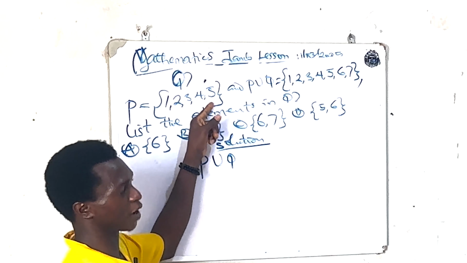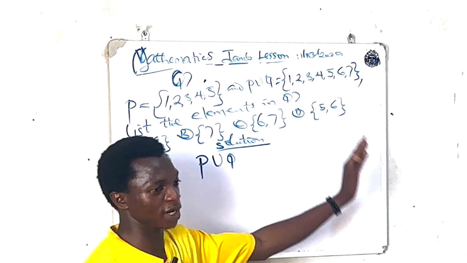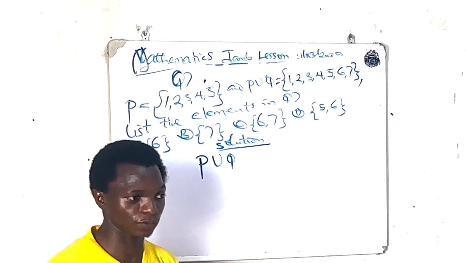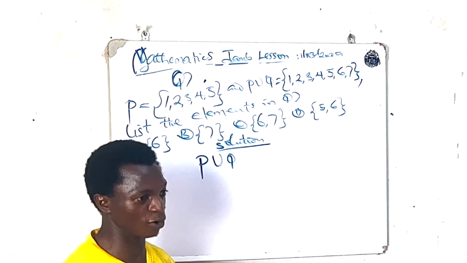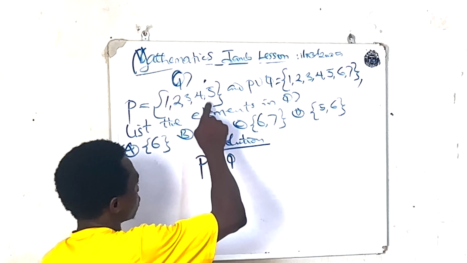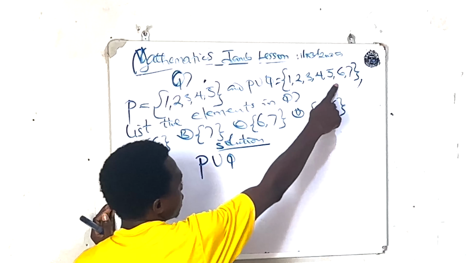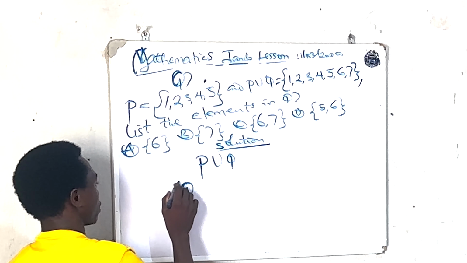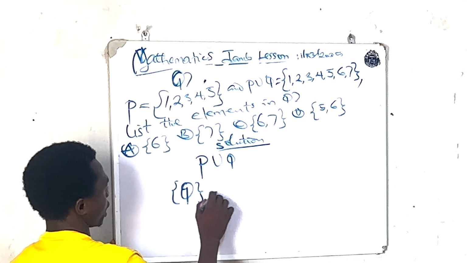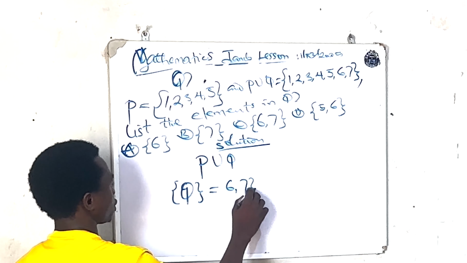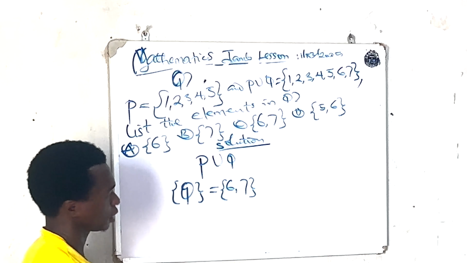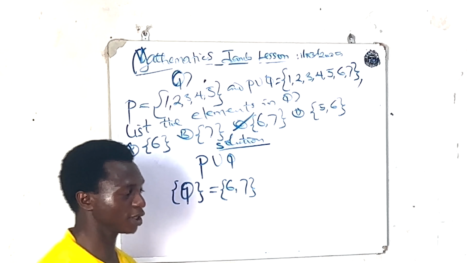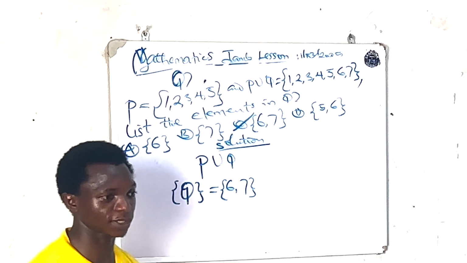1, 2, 3, 4, 5. So if you take away the remaining elements, that will not give the elements that Q contains. You can see it is very obvious that the elements that we don't have from P are 6 and 7. Therefore, the elements of Q contain 6 and 7 respectively. That is very simple. So we can say option C is the correct answer.